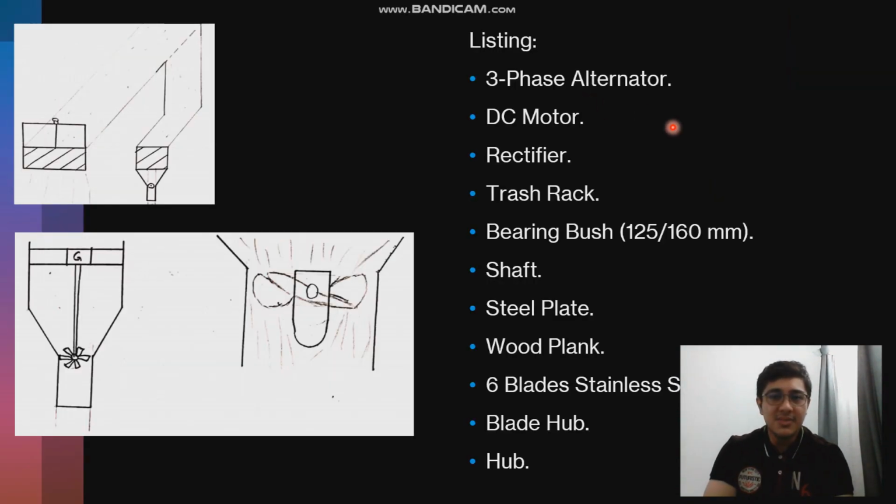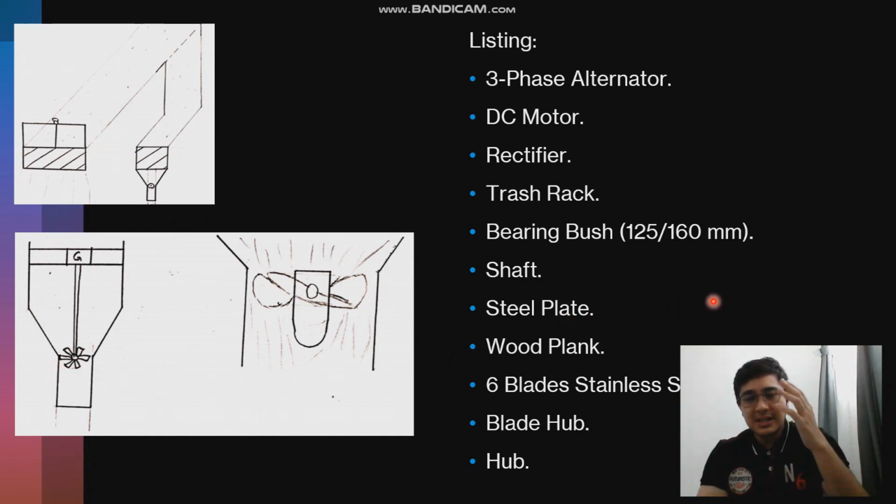So next is the listing of equipment that I need to use: the 3-phase alternator used to convert mechanical energy to electrical, a DC motor, of course, the turbine, a rectifier, a trash rack for filtering, a bearing bush, a shaft to connect between the generator and the turbine, a steel plate as a vertical lift door, wood plank, stainless steel as the blade to install as a turbine, and a hub for the stainless steel blade.